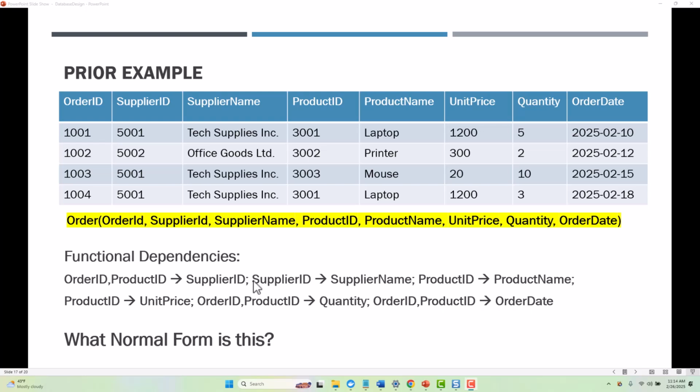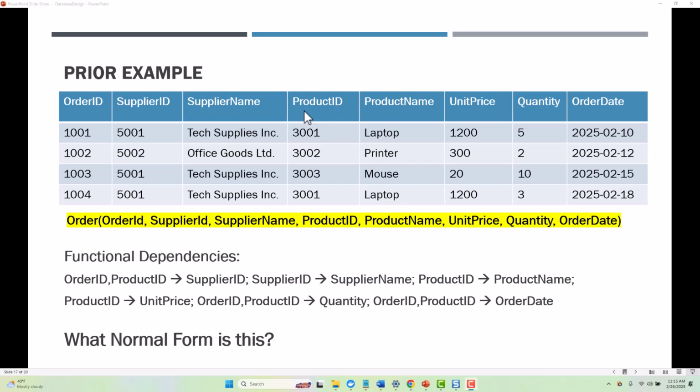Now I have the supplier ID functionally determine the supplier name, product ID functionally determine the product name, and product ID functionally determine the unit price. So if we look at this, we see that we have a repeating group with our product because we have a 3001, 3001. Typically, if we had more data, it would probably be more apparent. We also have repeating things with our supplier and supplier name. But because we have our functional dependency based off of the order ID and product ID, we know that the product ID is our repeating group here.